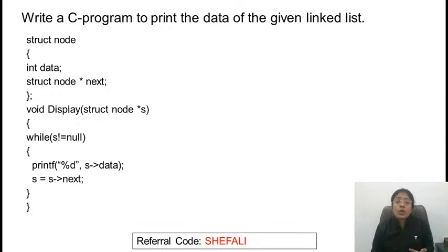So first of all, I want to write a code. Whatever operations we have to perform, whatever codes we have to understand, we will be understanding those with the help of codes. Okay. So in the first case, I want to print the data of the linked list.